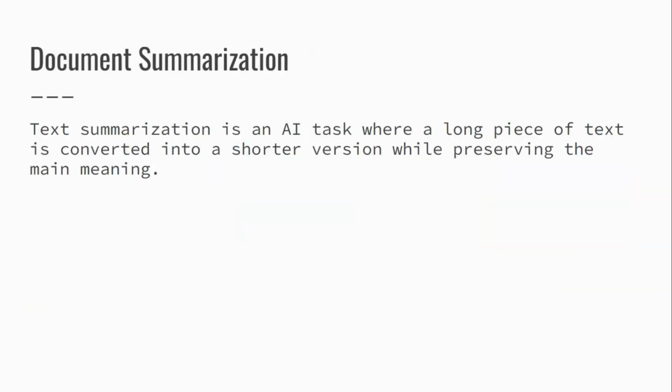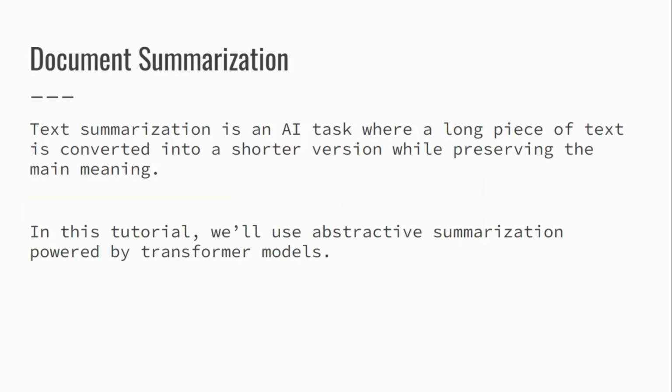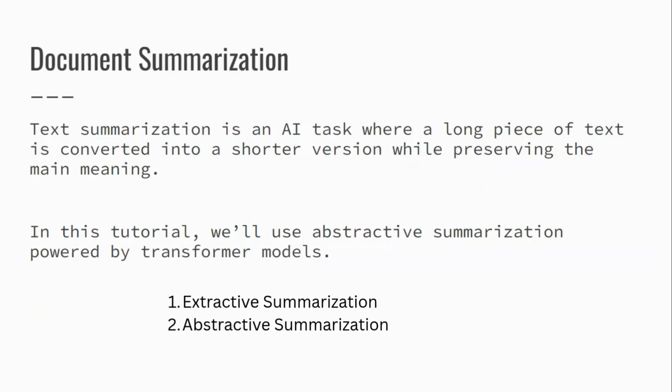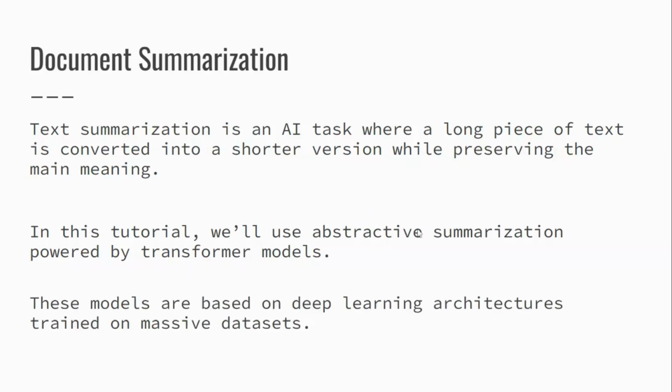Document summarization, or text summarization in short, is an AI task where a long piece of text is converted into a short version while preserving the main meaning. So in this tutorial, we will use abstractive summarization powered by a transformer model. Text summarization is primarily categorized into extractive summarization and abstractive summarization. Extractive summarization is basically selecting key phrases out of the text, and abstractive summarization is paraphrasing or generating new text. So we will be using abstractive summarization.